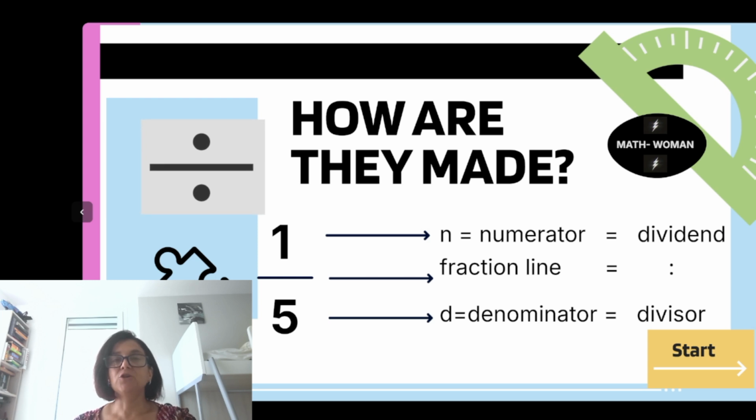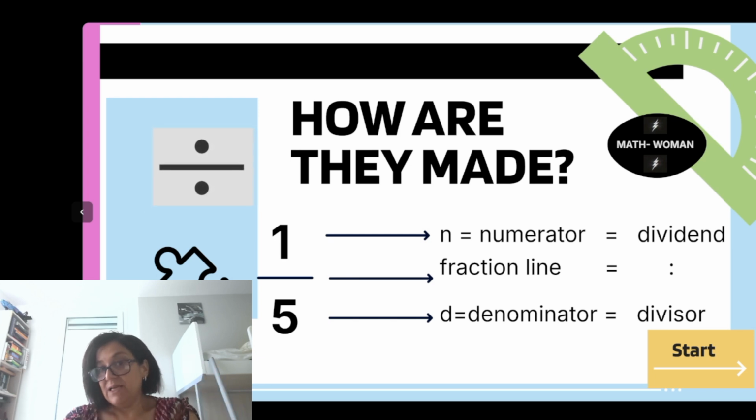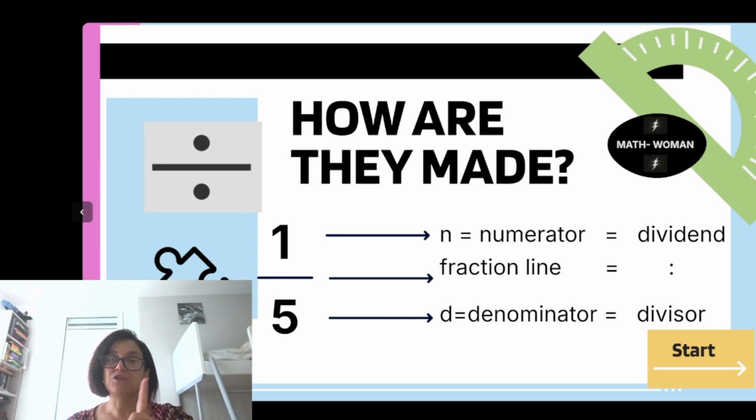way. They are not written horizontally but vertically. But they are the same. So the number above the line is the numerator, and we use the letter N to refer to it. The sign of division here is the fraction line, but it's the same thing. It's not by chance they share the same button on your calculator, the two dots and the fraction line.